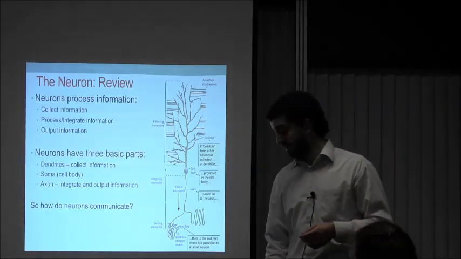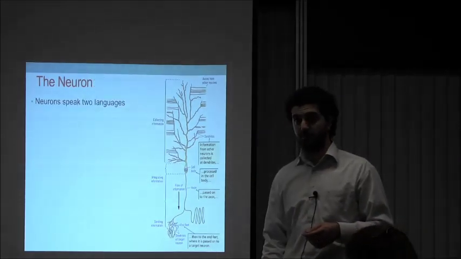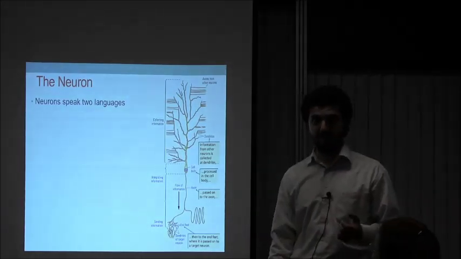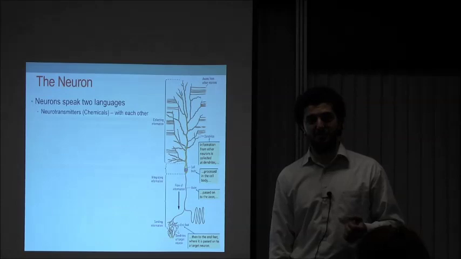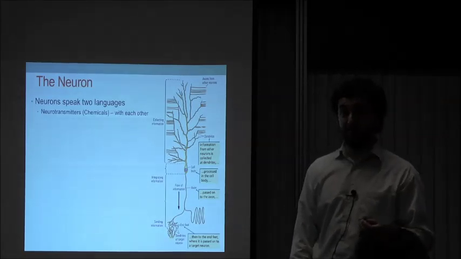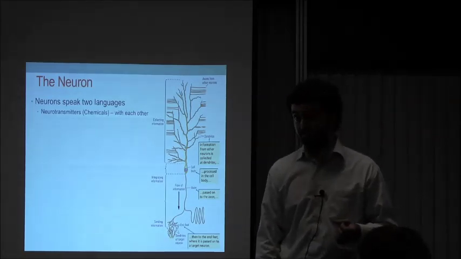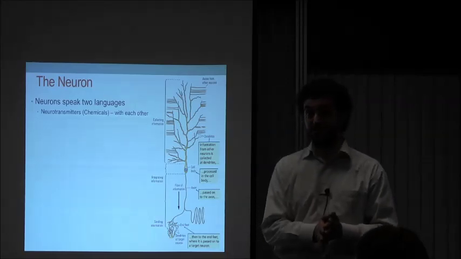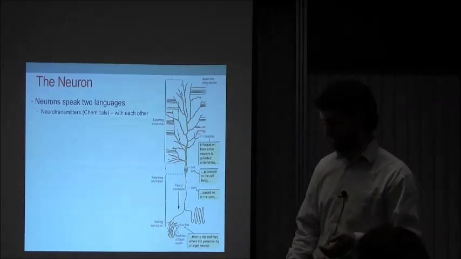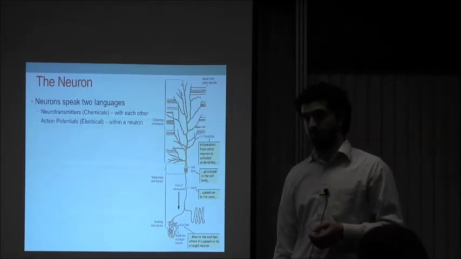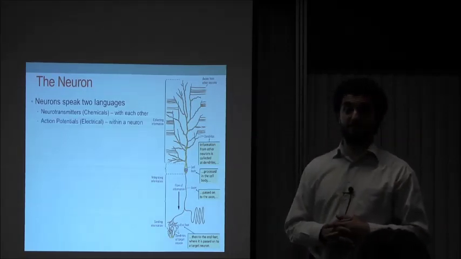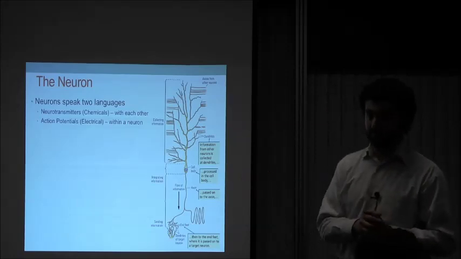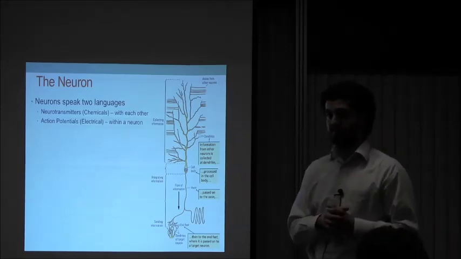All right. It seems that neurons can speak two major languages. They're bilingual. The first one is called chemical neurotransmission, using what we call neurotransmitters. And the second language is electrical neurotransmission, not only action potential, we'll speak in detail about that. So how does neurotransmission happen?